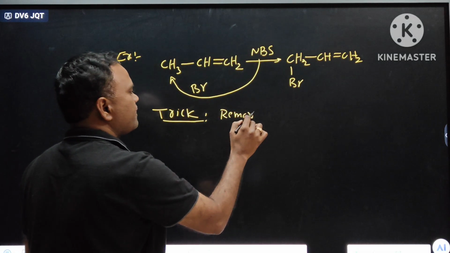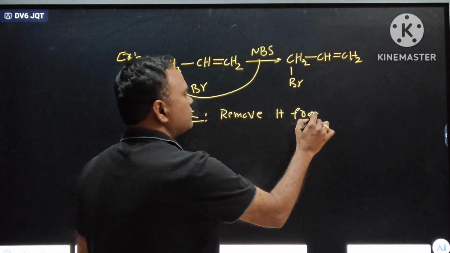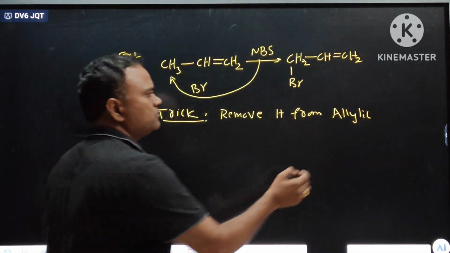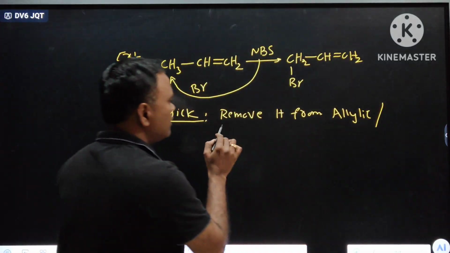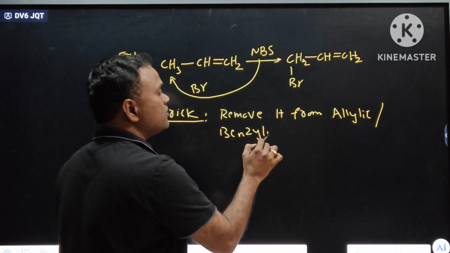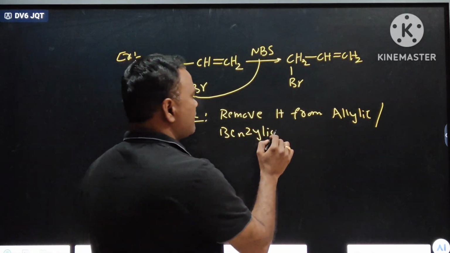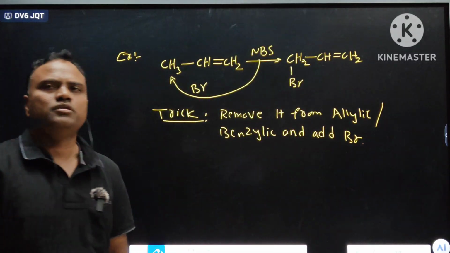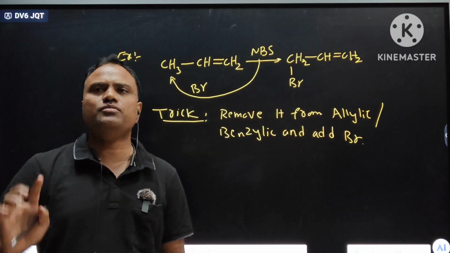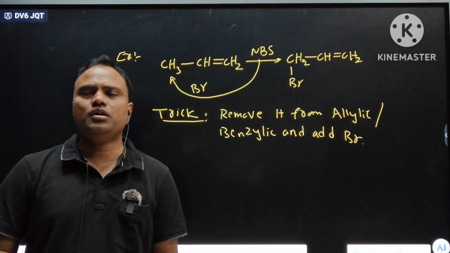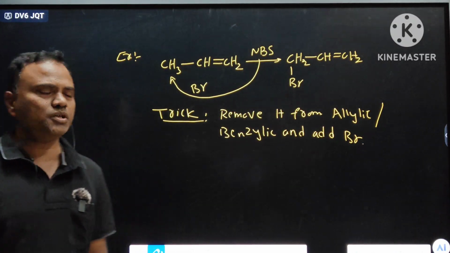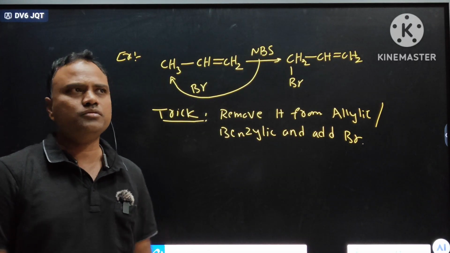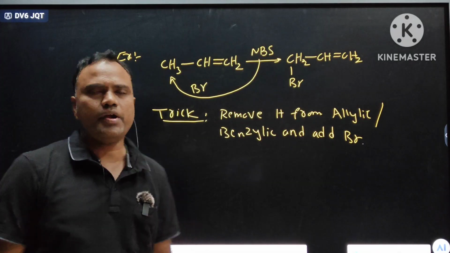Remove H from the allylic or even benzylic position also. It works for benzylic also. I'll give you that example. And add bromine. If the original mechanism is useful, and if we have applications based on the original mechanism, then only I'll explain the original mechanism. Otherwise I cannot, because time is not sufficient. Clear? Right.